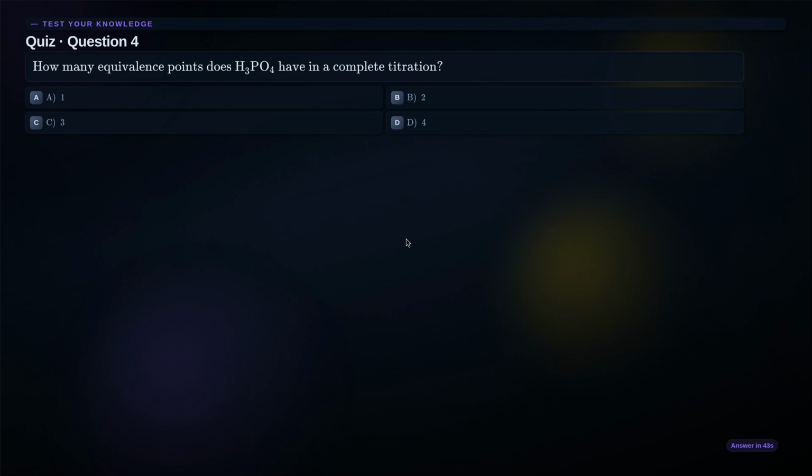The correct answer is C, 3. Phosphoric acid is triprotic with 3 acidic protons. Complete titration requires 3 equivalents of base, producing H2PO4-, HPO4 2-, and PO4 3- successively. Each deprotonation step has its own equivalence point.